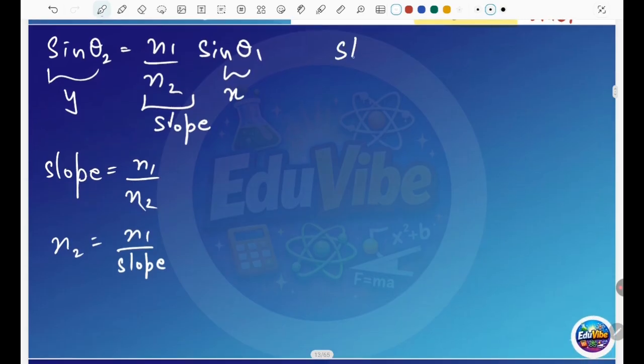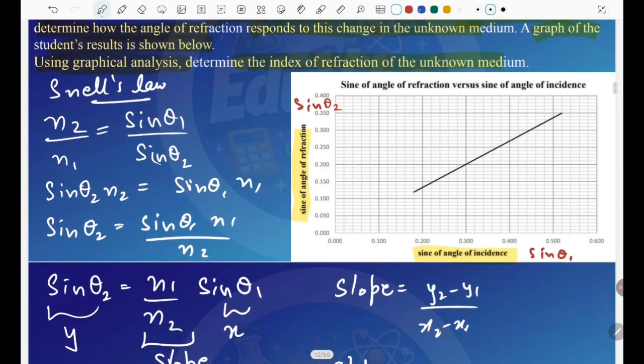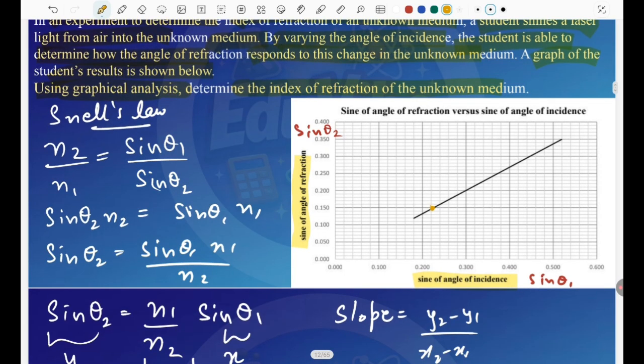For slope, you have y2 minus y1 upon x2 minus x1. So get the two values from the graph. We have to find some accurate values from the graph. This is not a very accurate graph, but you get accurate graphs in your examinations, in your diplomas. So I will just take a random point and get some approximate value, something like 0.150 for x1, and this is your y1.